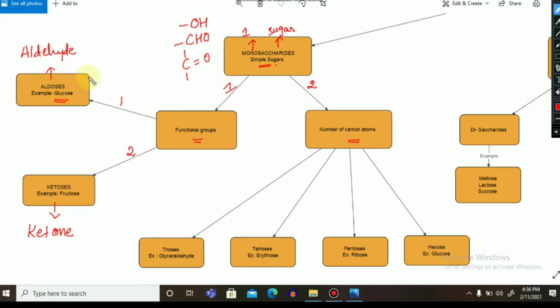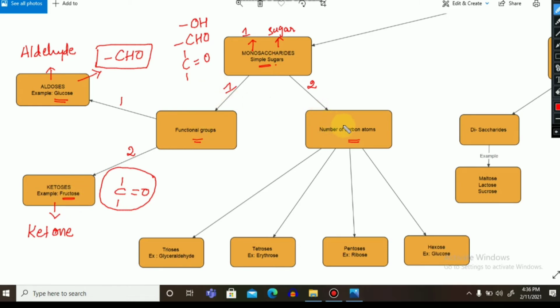Now if you take the aldehyde group, as in the case of aldoses, I have taken glucose as the example. If you check the structure of the glucose molecule, you will find the CHO functional group in it. Whichever sugar units consist of an aldehyde group come under aldoses. At the same time, if you take fructose as the example under ketoses, you will find the keto group in it. So these are the two on the basis of functional group: for aldoses, glucose, and for ketoses, fructose.